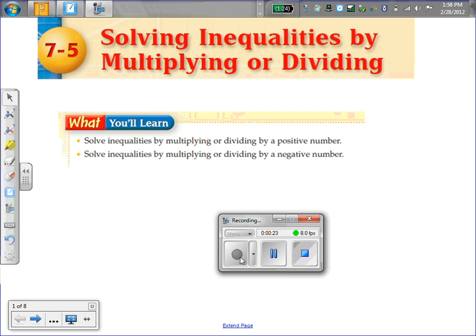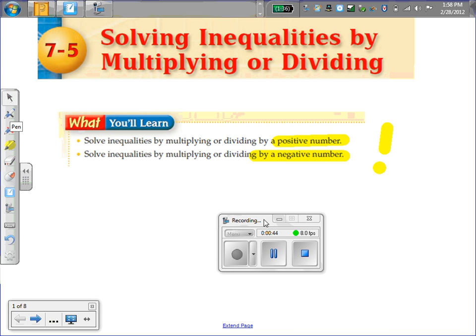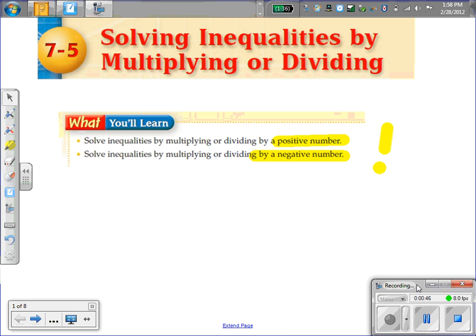First, let me start by saying that if you multiply or divide by a positive number, it's going to be basically the same as how we did equations. However, if you multiply by a negative number, it's a little more complicated. So pay attention as we go through this lesson, especially towards the end when we start talking about negative numbers.